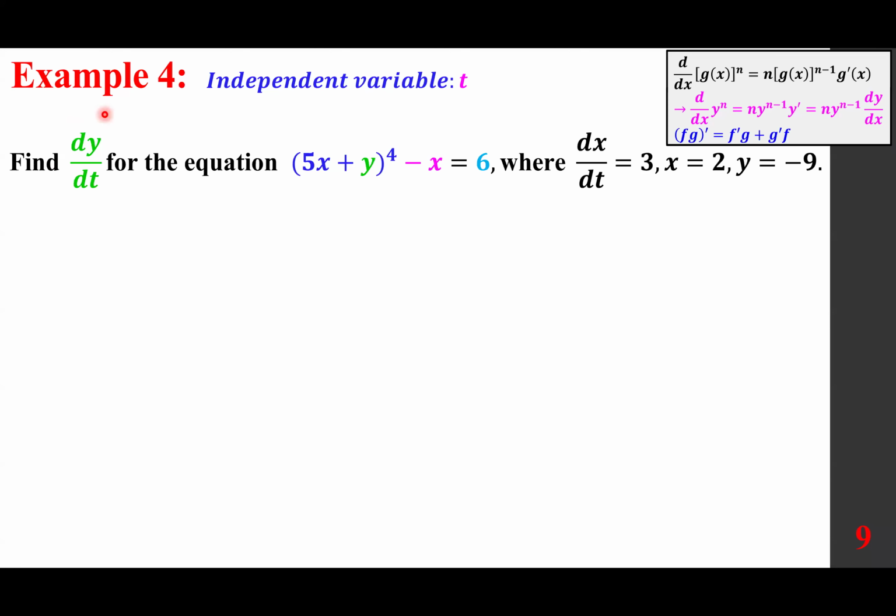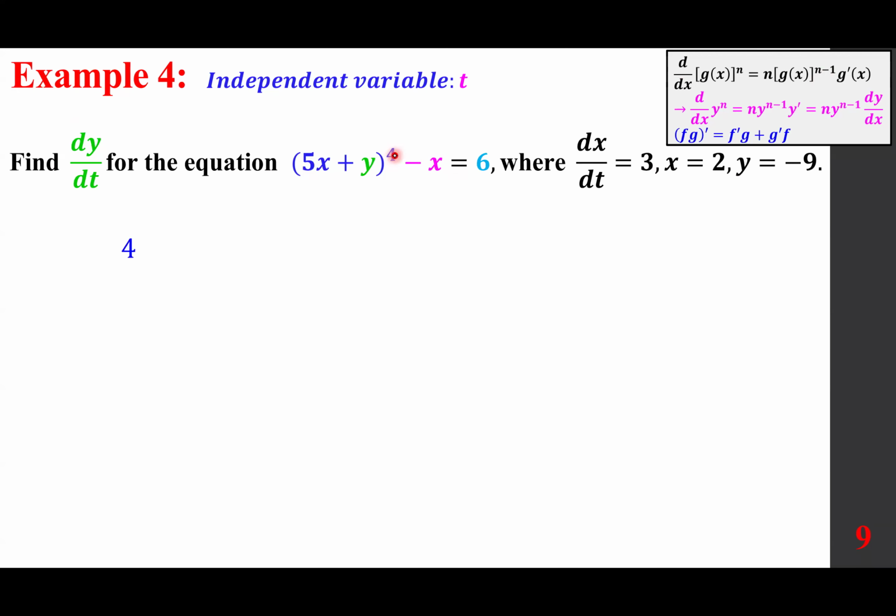We want to find an example for dy/dt for the equation (5x + y)^4 - x = 6, where dx/dt is 3, x is 2, y equals -9. And again, you can do it both ways, but I'm going to do one way now. We have enough practice, and you're more than welcome to try it with the second method. I'm going to just differentiate with respect to t, starting with the extended power rule.